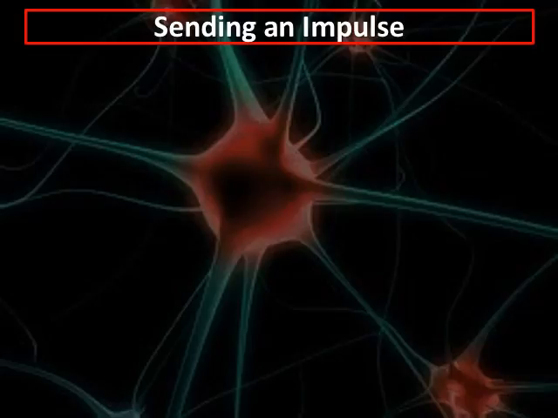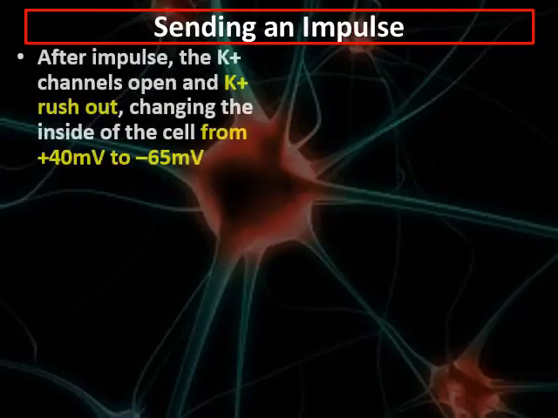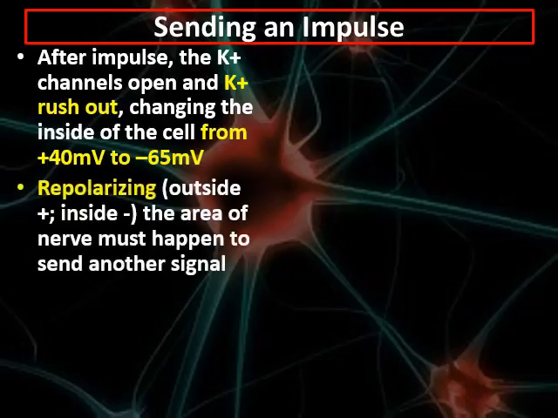So, we've depolarized the section of our membrane, and now we can go through the repolarization process. After the impulse is passed on to the next section of the axon membrane, the potassium channel is open, and potassium is going to rush out. We are repolarizing, going back to being a negative charge, maybe plus 40 down to negative 65. And this repolarization always happens in an area, but obviously the nerve is going to need to send more signals. It's not that a nerve sends one signal and then it's done.